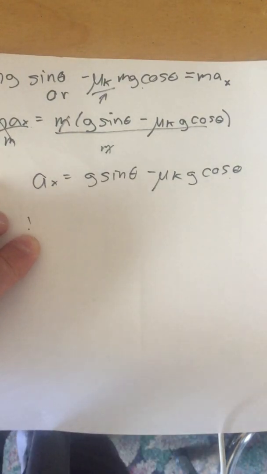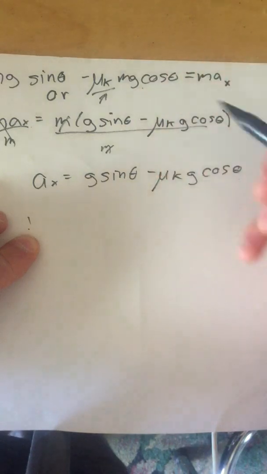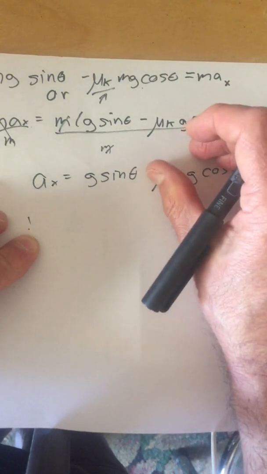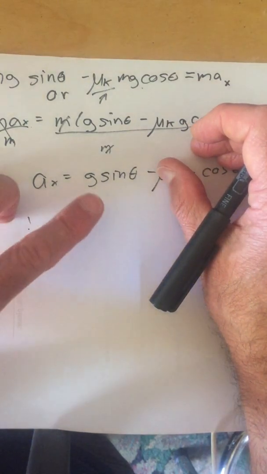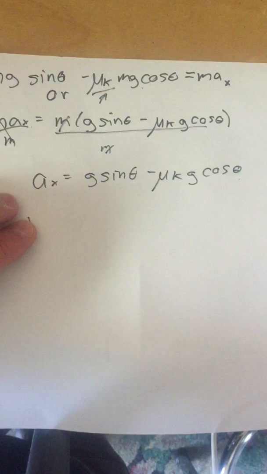Now this is interesting because what if the coefficient of friction were 0? In other words, what if there were no friction between the object and the ramp? Well, in that case, this term would go away because the coefficient of 0 would multiply it, making it 0, and you'd be left with a_x = g sin θ, which is what we had earlier when we didn't have friction. So this equation actually makes sense.